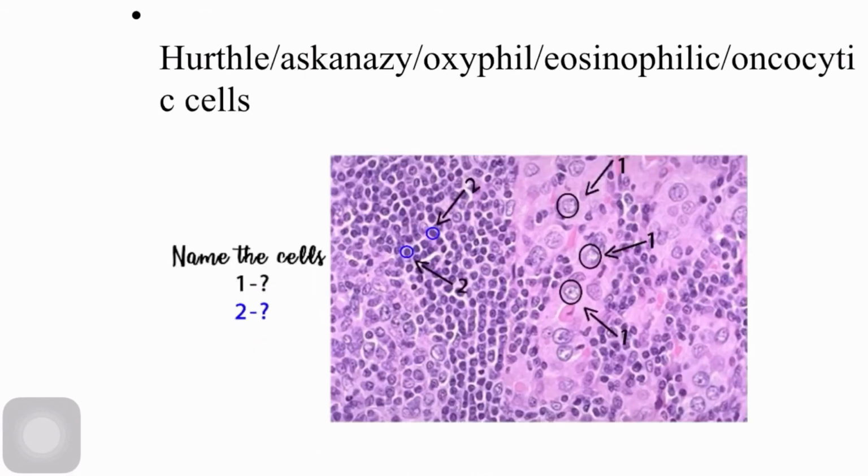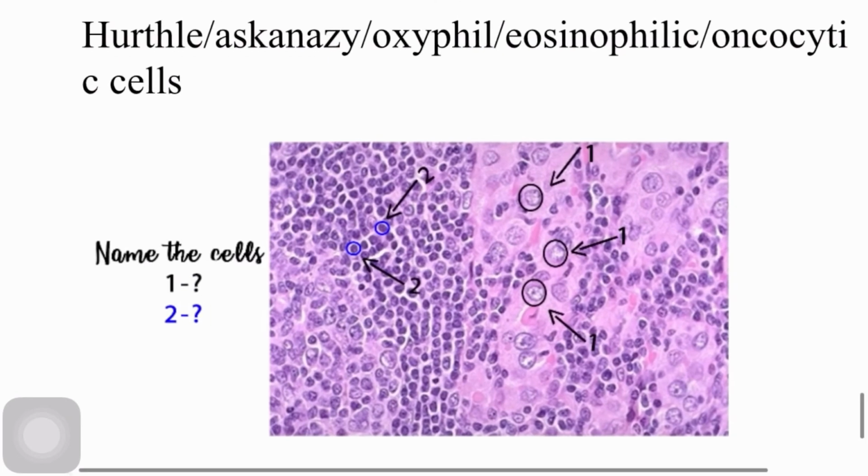Now the second important point here is that there is a peculiar cell called the Hurthle cell. This Hurthle cell is cell number 1 in this picture. This is nothing but a degenerated follicular cell. The follicular cell is the normal cell found around the colloid in the thyroid gland. This has a lot of names like Hurthle cell and Askanazy cell. These two names are based on the scientists.